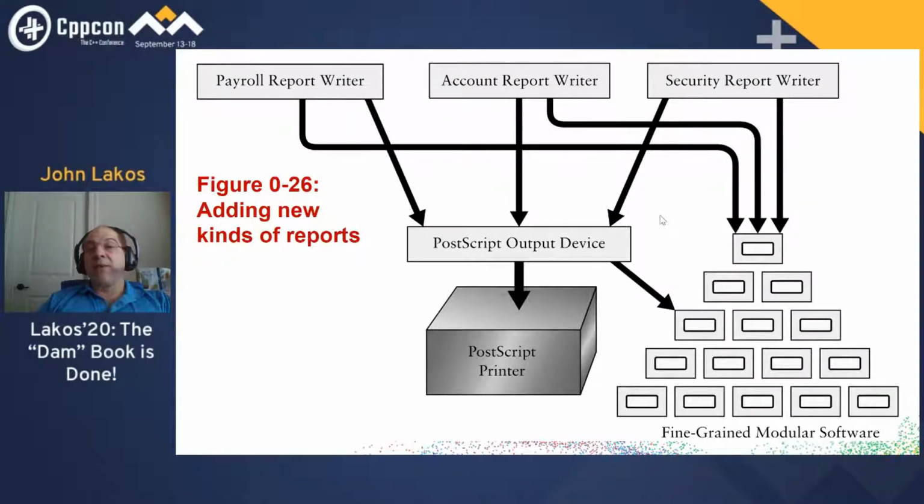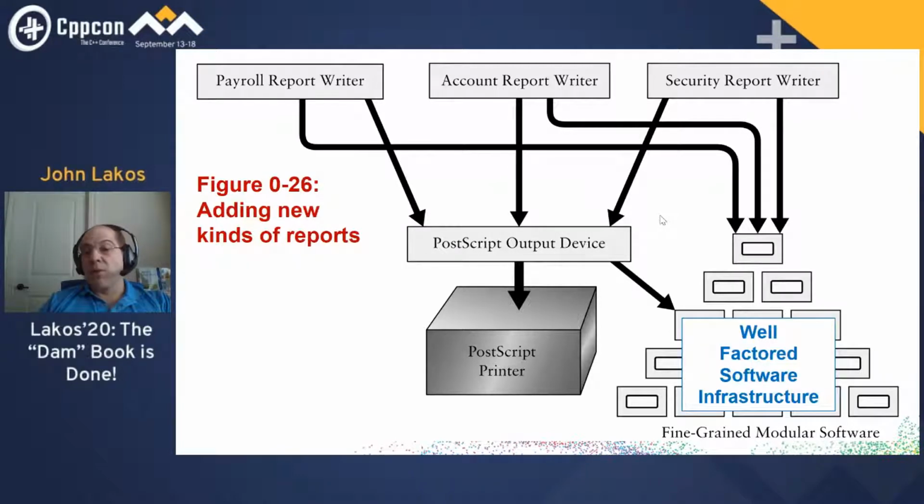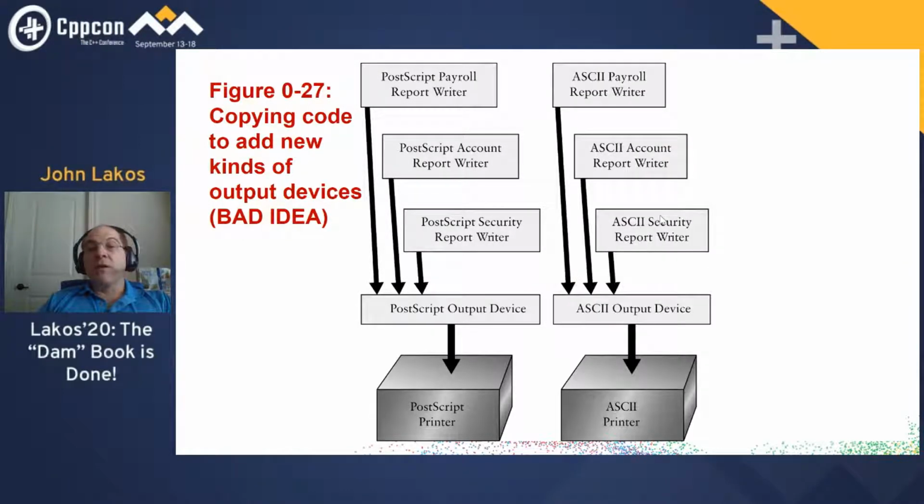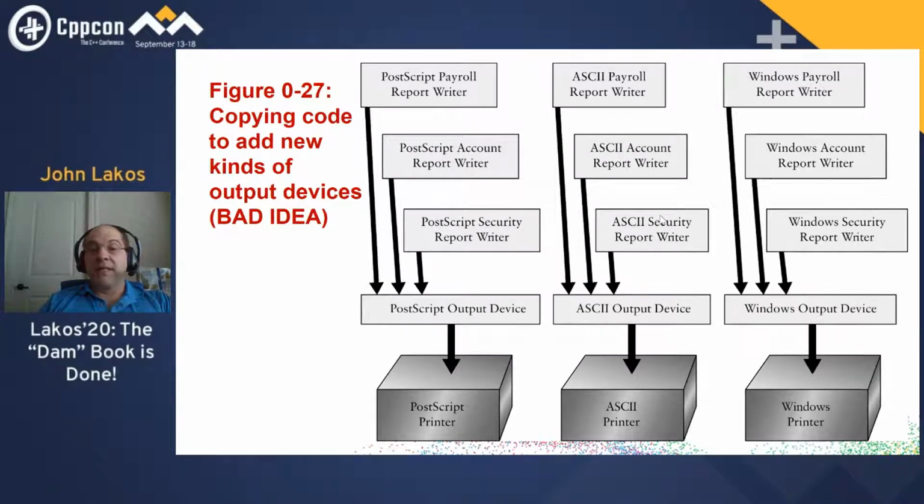Here we have a diagram that shows how each of these pieces are built out of fine-grained modular library software. In other words, we're hierarchically reusing this other software. This is a well-factored system. Now imagine we want to extend to different kinds of printers. One way that's typically done, and is of course not a good idea, is cut and paste reuse. We do not want to cut and paste. We would much prefer to reuse things in place.